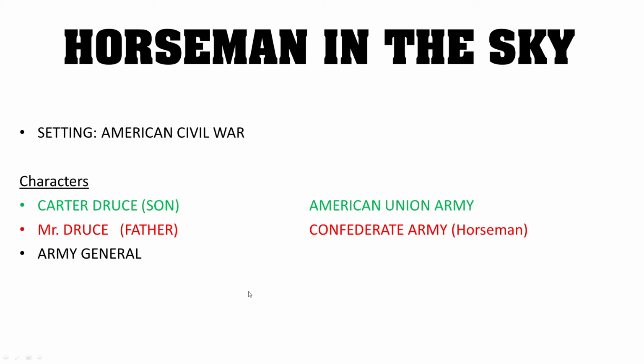Then the army general is also there. So mainly there are three characters: Carter, the son, Mr. Dews, the father, and the army general. Here, son and father are opponents. The son is in the American Union Army and the father is in the Confederate Army. He is the horseman. What we describe as the horseman is the Confederate Army man, Mr. Dews.